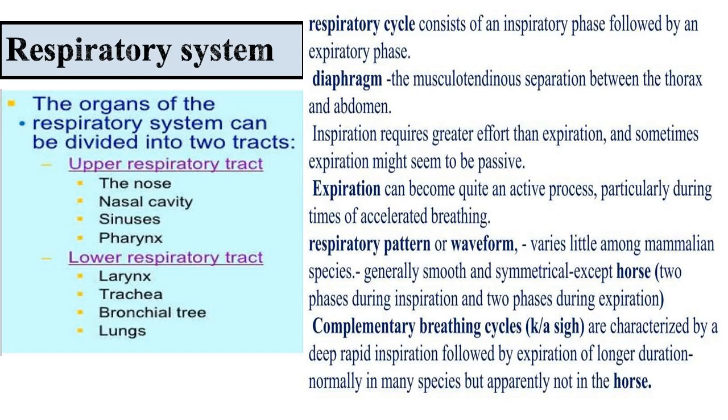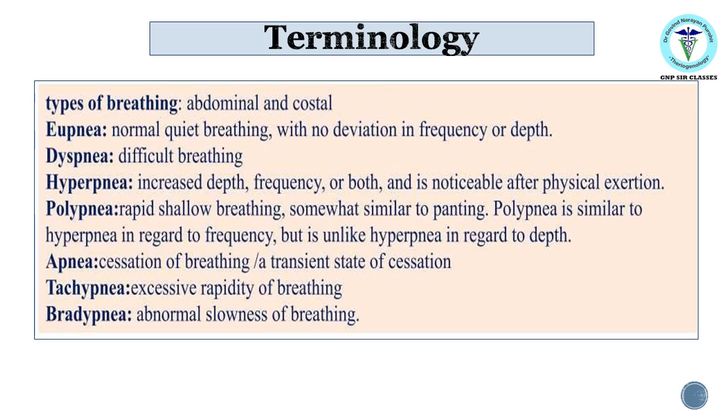The respiratory system consists of an inspiratory phase followed by an expiratory phase. The diaphragm separates the thorax and abdomen, requiring greater effort for inspiration. Expiration can become passive. Respiratory patterns vary among species, with horses having a unique biphasic breathing pattern. Breathing terminology includes terms like eupnea for normal breathing, dyspnea for difficult breathing, and apnea for cessation of breathing. Tachypnea refers to rapid breathing, while bradypnea indicates slow breathing.